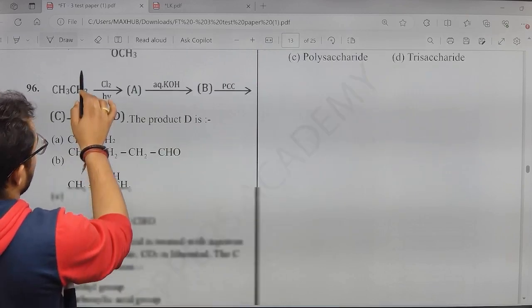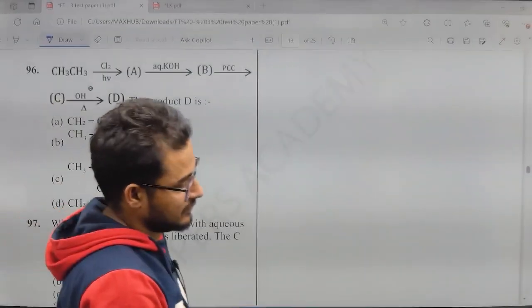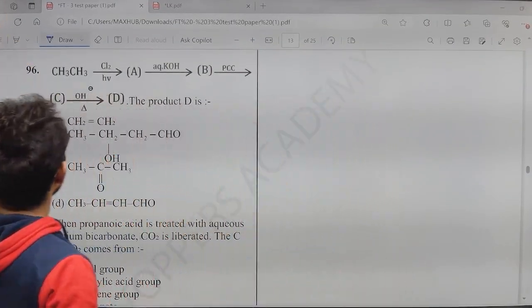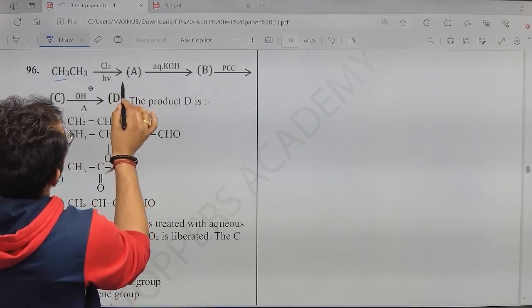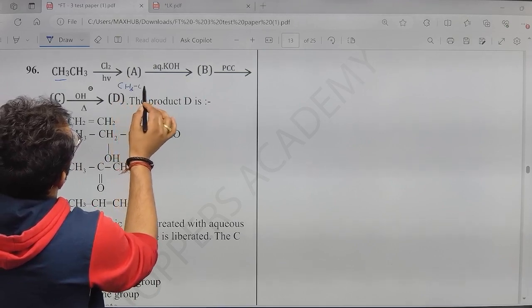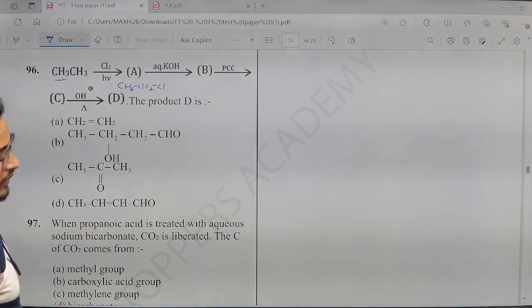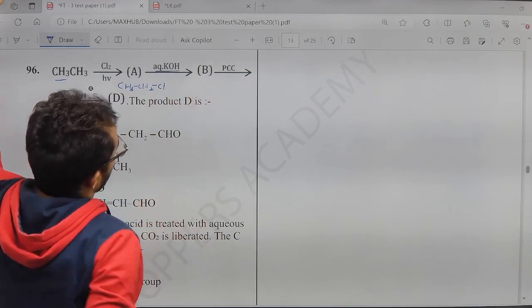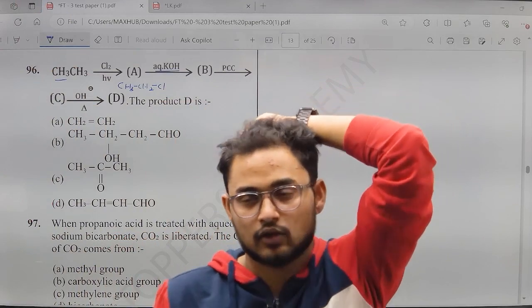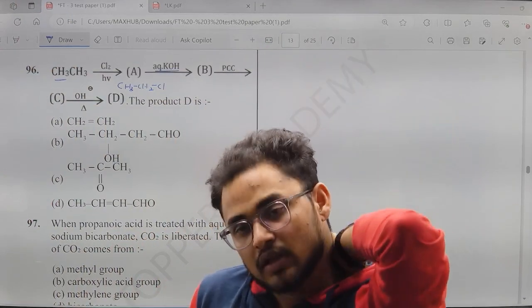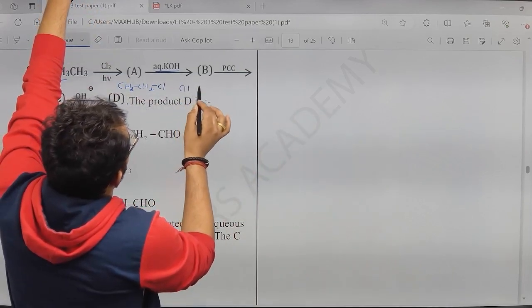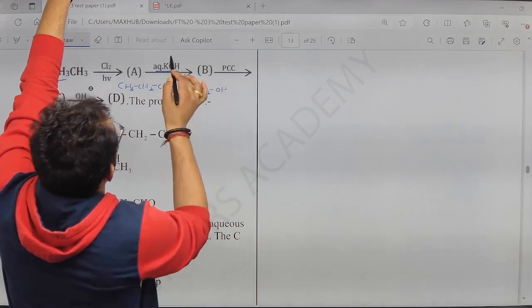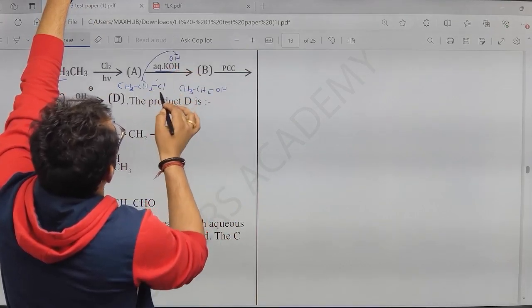Let's see 96 now. Now we will see question number 96. Okay. In methods of preparation of haloalkane, you know that what is this? Then aqueous KOH will act as a nucleophile. Alcoholic KOH will act as a base. So you will be getting CH3CH2OH. OH minus will attack here and it will be removed.